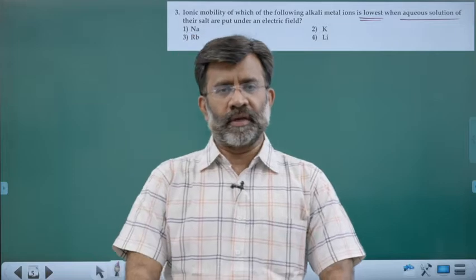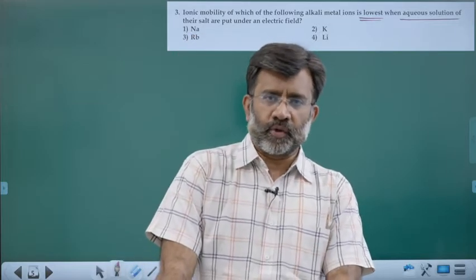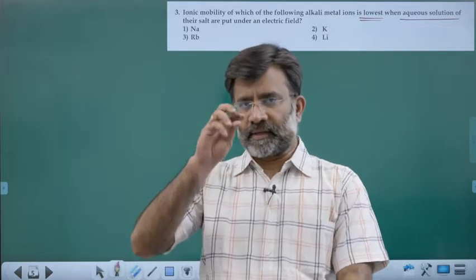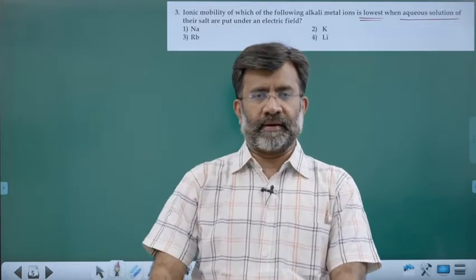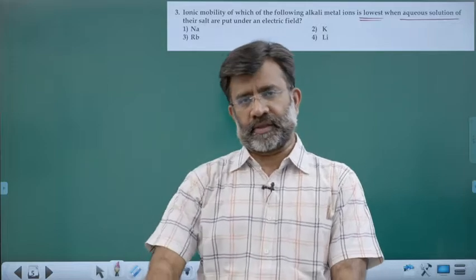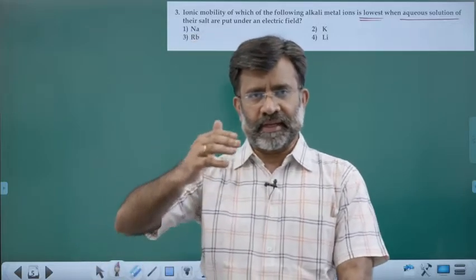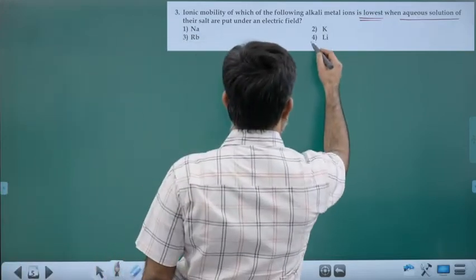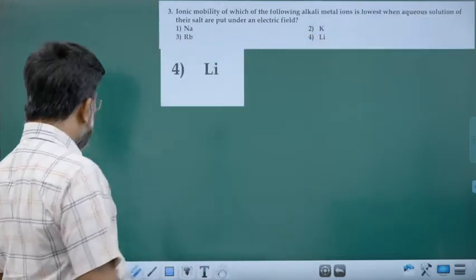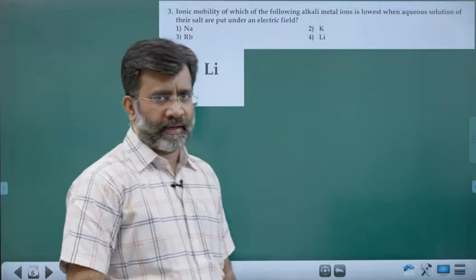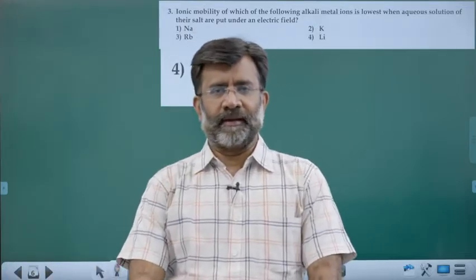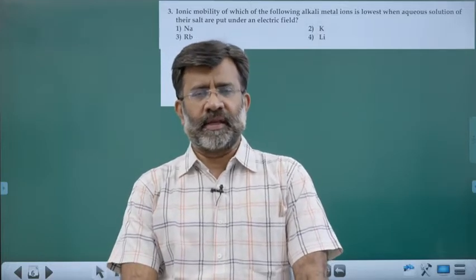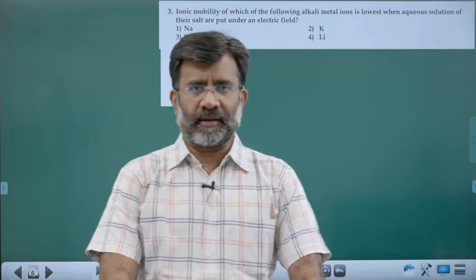Why? Because of severe hydration. Due to small size, it undergoes heavy hydration and thereby the size increases and its ionic mobility decreases. Its electrical conductivity decreases in aqueous solution. And the answer here is, no doubt, it is lithium. So why lithium? Once again, listen carefully. Lithium is small, making small ion. Li plus is the smallest ion among alkali metals.